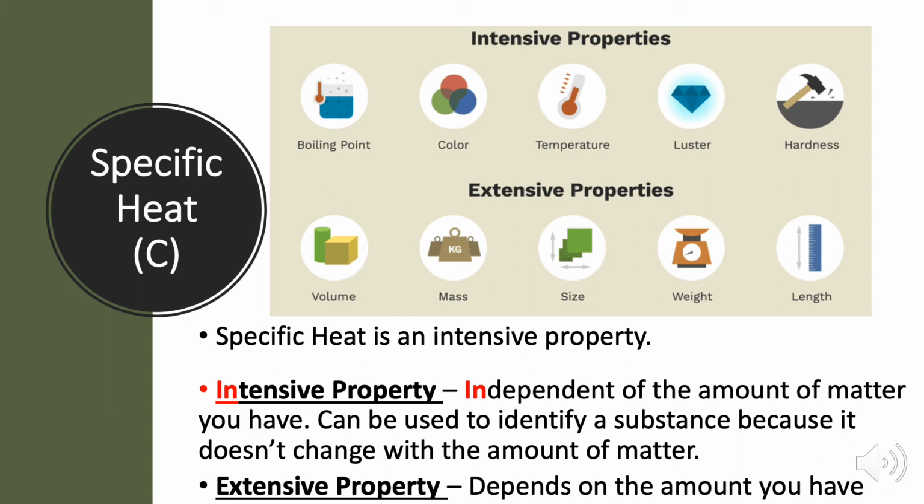Now, extensive properties depend on the amount that you have. Extensive properties are the volume, mass, size, weight, and length. Since specific heat is an intensive property, it's going to be constant for a given material, no matter how much you have. So the specific heat of water is always going to be 4,186 joules per kilogram degree Celsius.